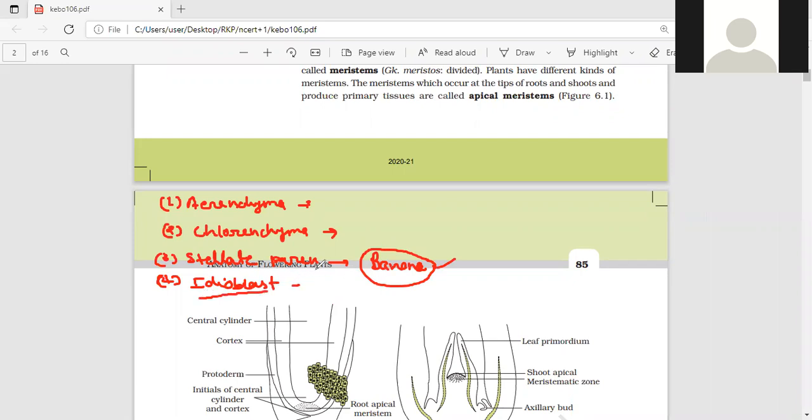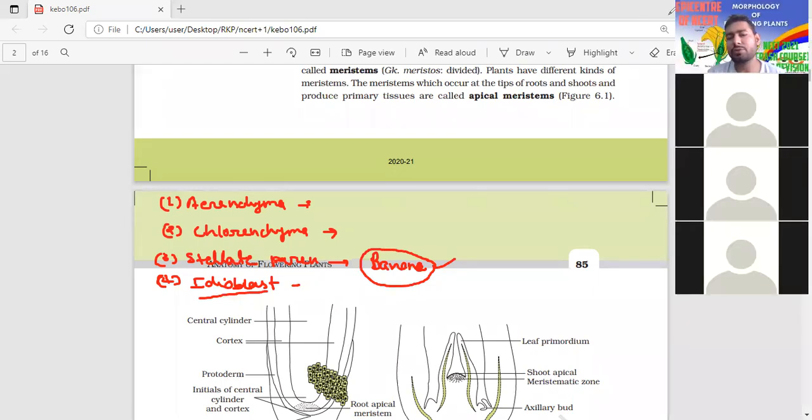And the last one is the idioblast. They store waste products. Idioblast is a type of modification for storage purposes. It stores waste products inside the cells. This is called the idioblast.